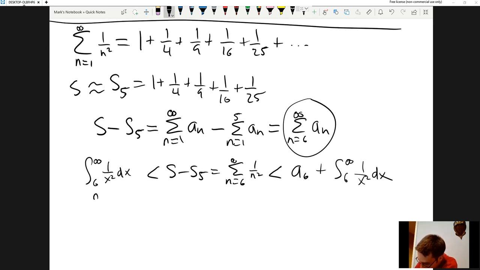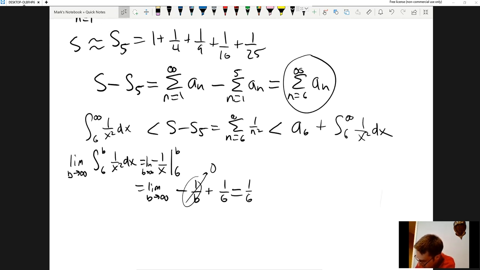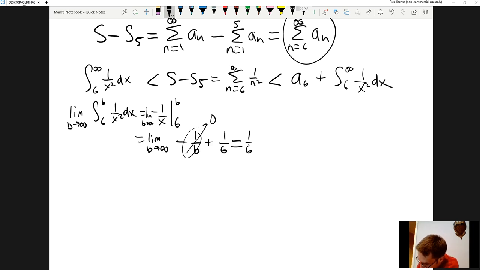All right, let's evaluate that integral quickly. Integral from 6 to infinity, we can write that as the integral from 6 to b, and take a limit as b goes to infinity. An antiderivative of 1 over x squared would be negative 1 over x from 6 to b, and we'll still take a limit. And plugging in, we'll have the limit as b goes to infinity of negative 1 over b plus 1 over 6. And as b goes to infinity, you'll notice that term wants to go to 0, and we're left with 1/6. Okay? So that's our integral.